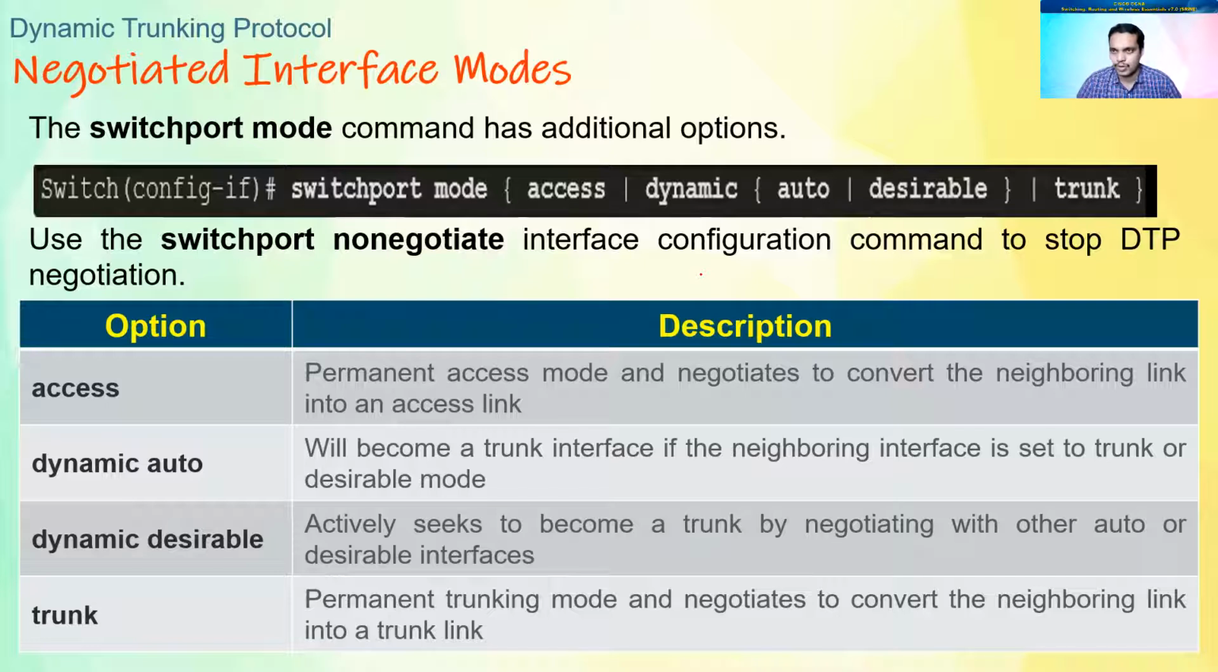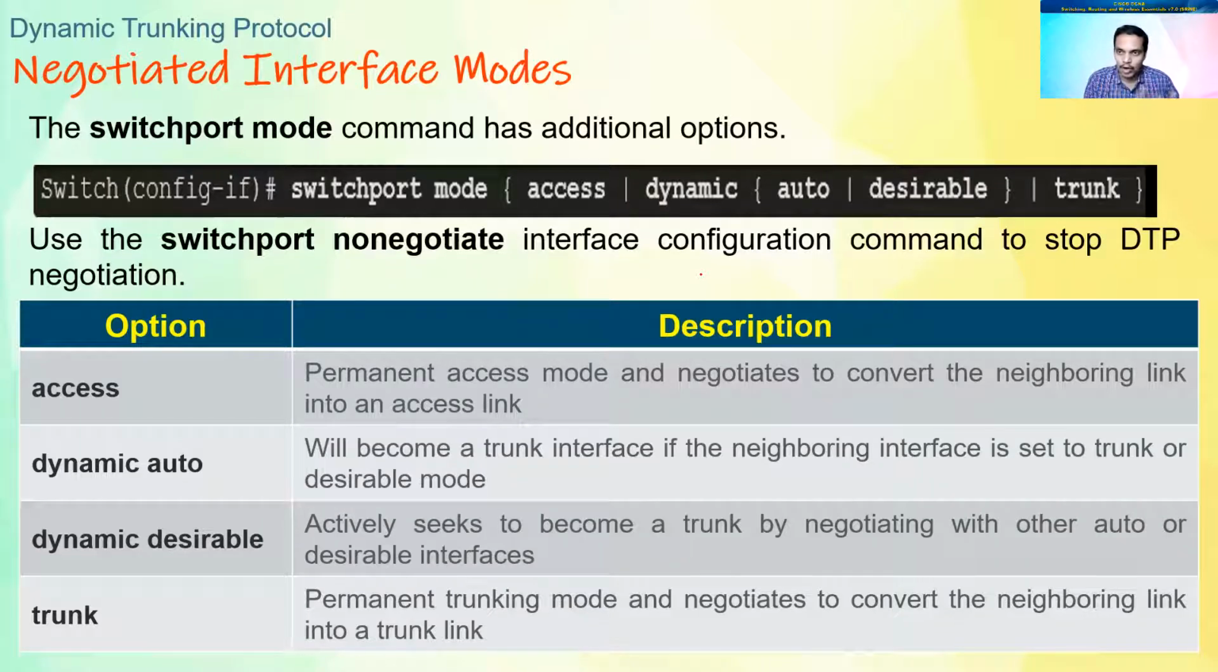The first one is the access mode that we studied earlier, which puts the link in a permanent access mode, and it negotiates to convert the neighboring link into an access mode itself. You put in switchport mode access. If you type in switchport mode dynamic auto, it will become a trunk interface if the neighboring interface is set to trunk or desirable mode. So this is kind of a negotiation. Now one side of the link is access. It sets it into access mode, and it tries to convert the other side also into access.